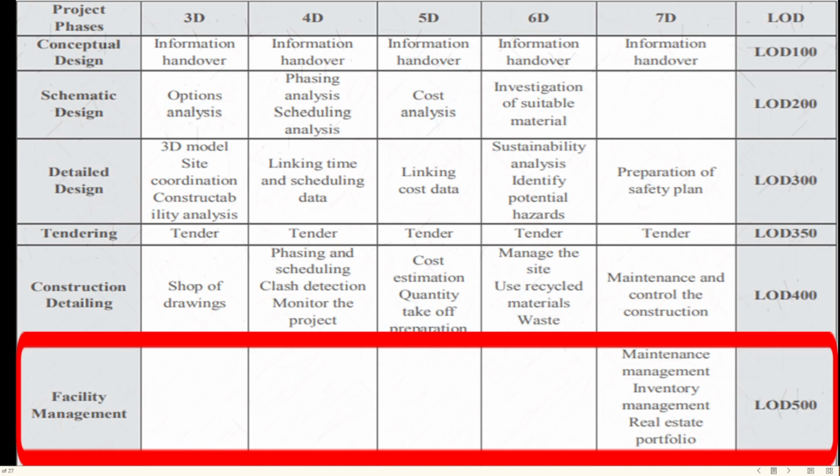At the project phase of facility management, we have 7D BIM dimensions focus on maintenance management, inventory management, portfolio, and the level of development is under LOD 500.